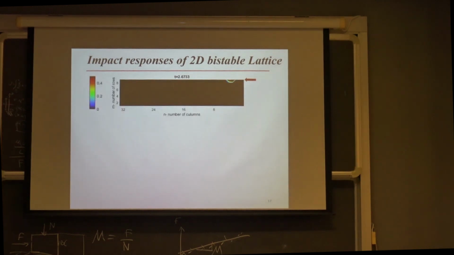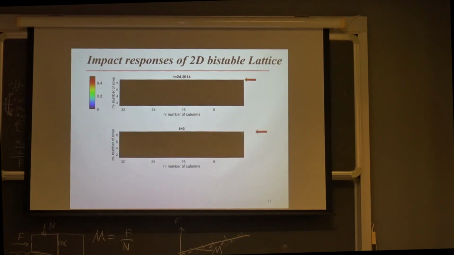This is the energy map. You can see N is the number of rows, M is the number of columns, and this is the energy. And the energy stays on the first row without moving to the next rows. Just for comparison, if this was a linear lattice with linear springs, this is what would happen. The energy dispersed through the lattice to the entire layers of the lattice.